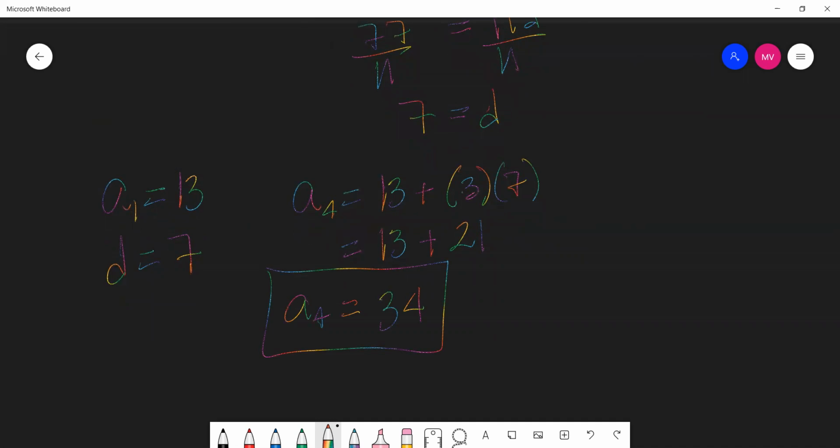What do you mean 3? That was the N minus 1. And what is N for position 4? It's 4. So 4 minus 1 is 3. Okay, let me make sure that's right. Yes, 34. All right, so the house number for the 4th house is number 34. All right, good times. All right, y'all are dismissed.